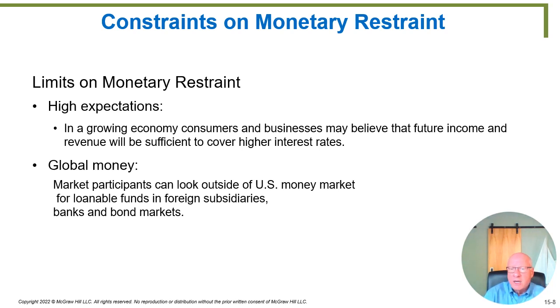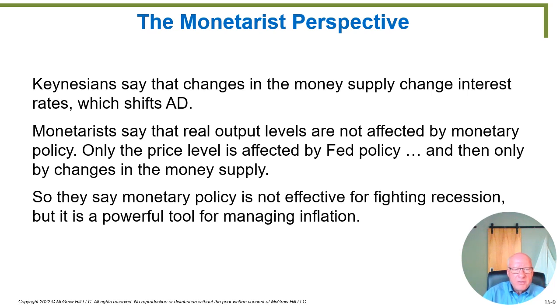So we see that we made a long list of things that make monetary stimulus not work as well as we would like it to, and only a handful of things that would cause the monetary restraint to not work as well as we would like it to. So on this last slide, we're going to take a look at the monetarist perspective. Monetarists are the folks who believe that the government should mostly use monetary policy in order to manipulate the economy. There are other groups of economists called Keynesians who have a different view on these things. So we're going to compare and contrast monetarists with Keynesians.